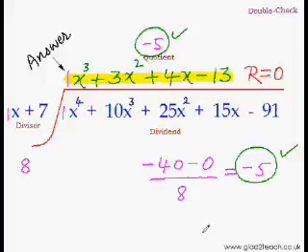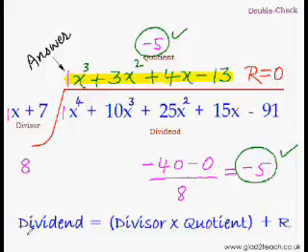I will just put here the mathematical formula for you, which gives the relationship between all these parts. Dividend equal to divisor times quotient plus remainder. So when this plus remainder comes over to this side, then obviously it will become minus remainder. That is, remainder is going to get subtracted from the dividend.